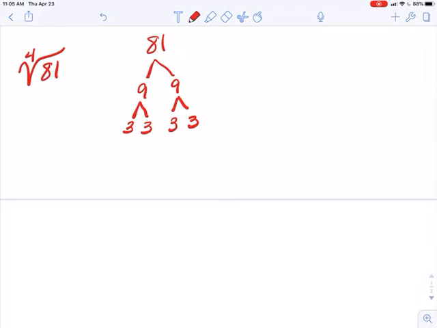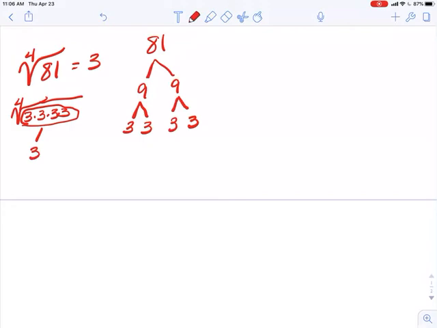All right, so the 4th root of 81 is the same thing as having the 4th root of 3 times 3 times 3 times 3. So I'm looking for anything with 4 of. There are 4 3's there, so that's going to give me just 3. So the 4th root of 81 is just going to be 3.